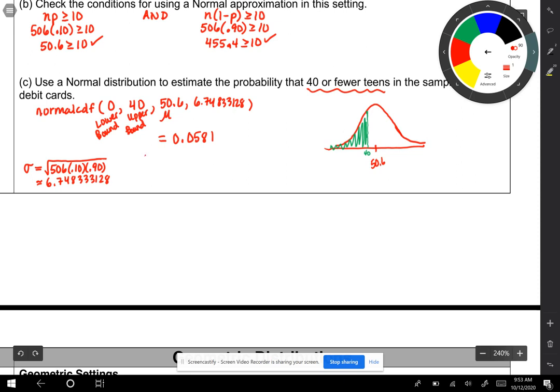Put that in your calculator, and it will calculate your probability as 0.0581. So there is a 5.81% chance that 40 or fewer teens ages 14 through 18 have a debit card.